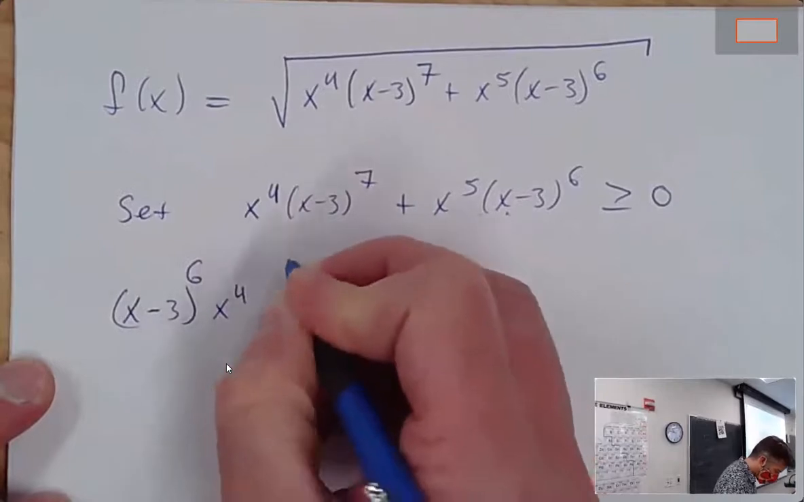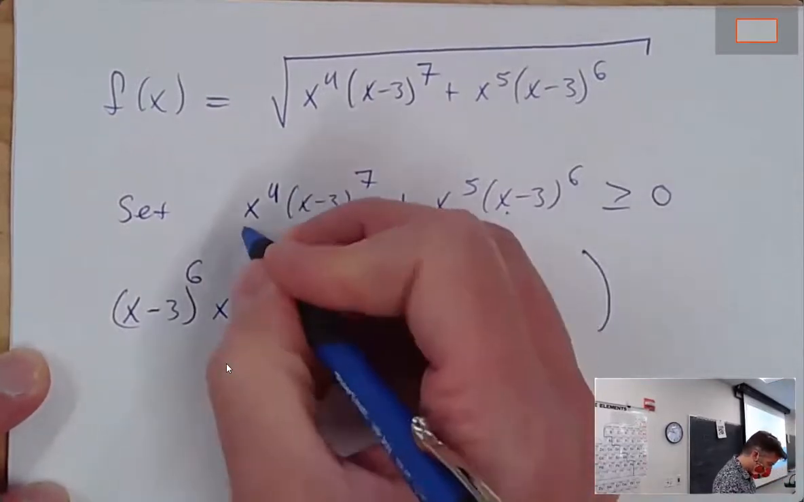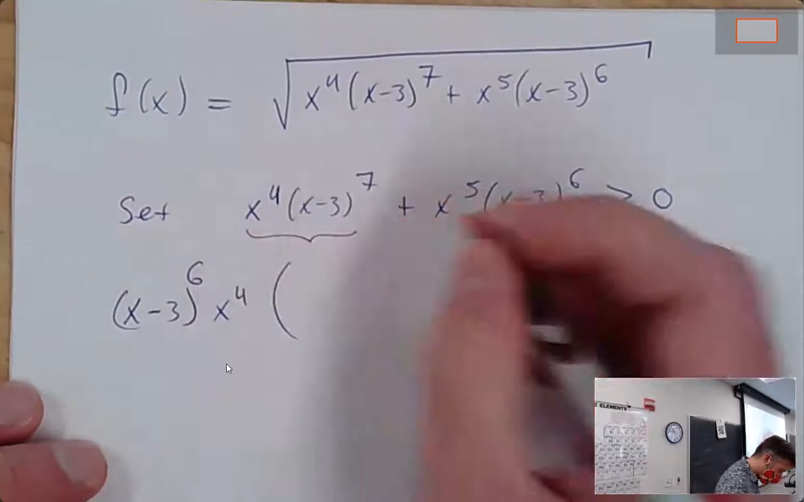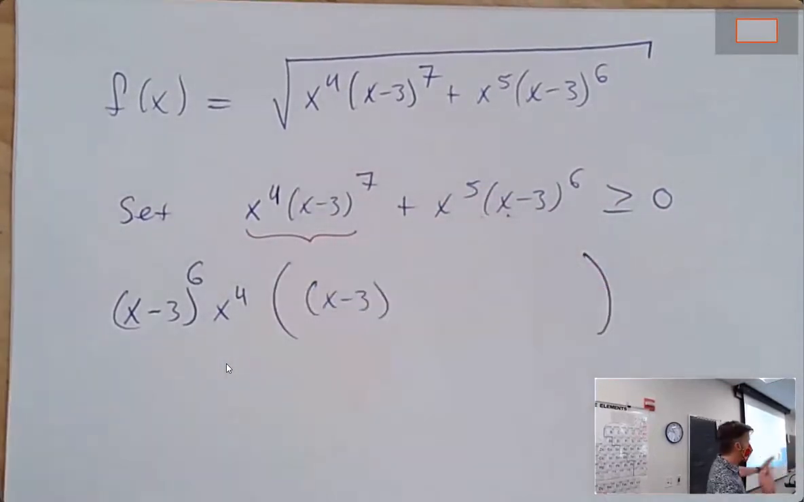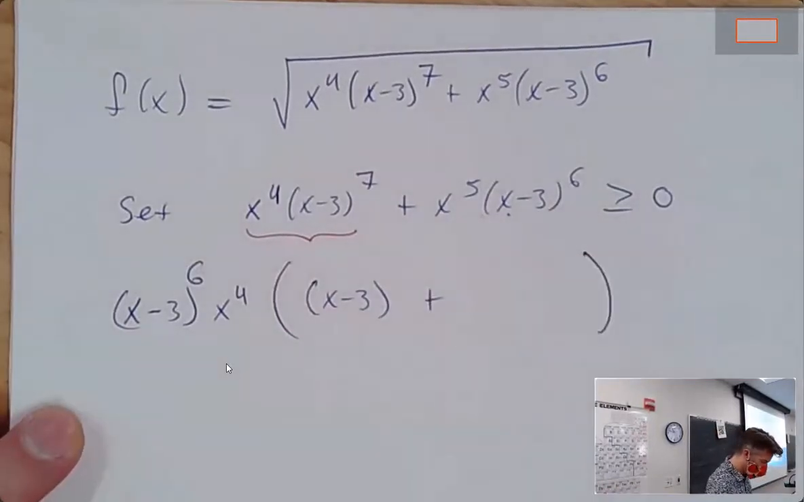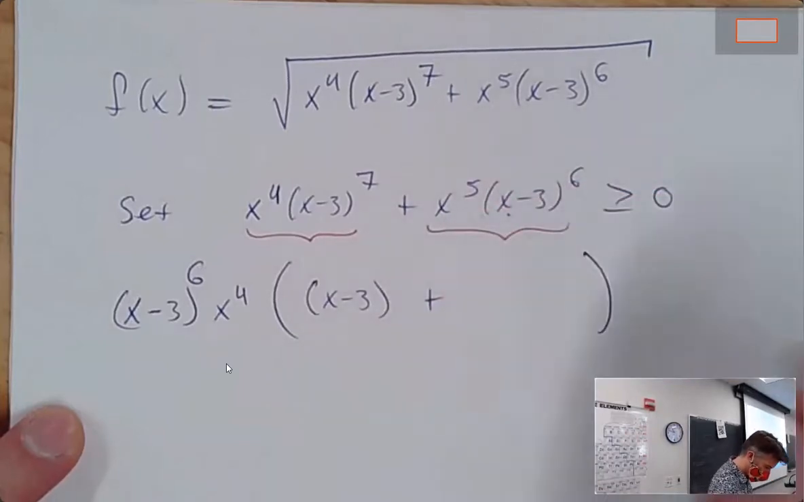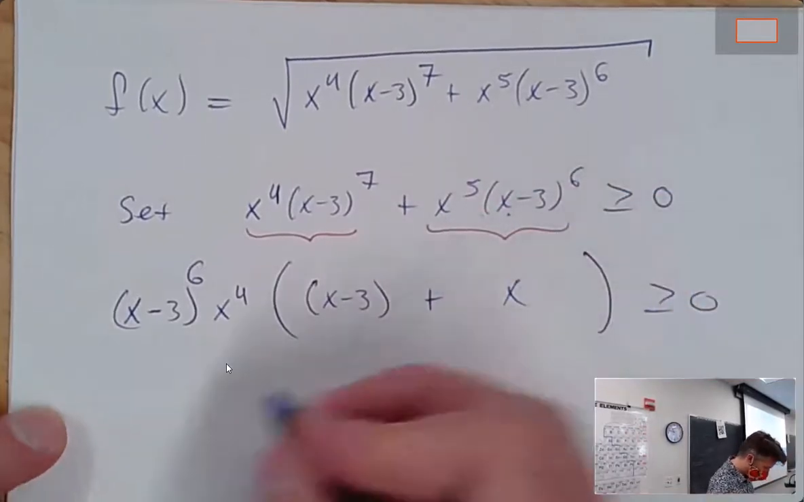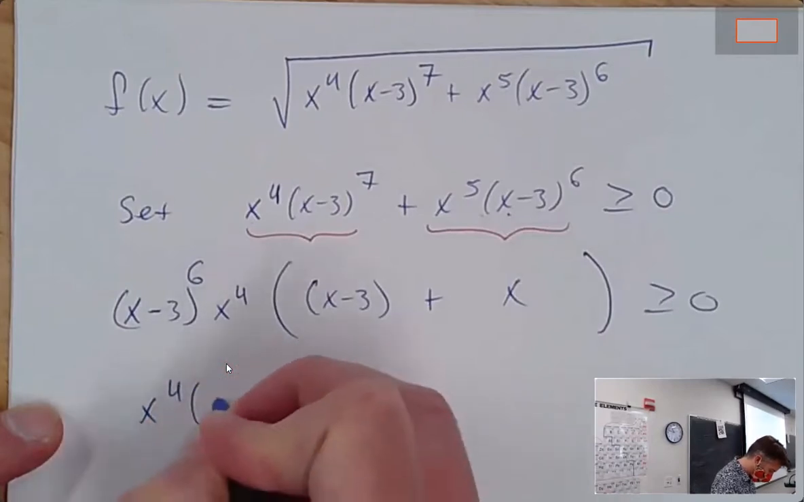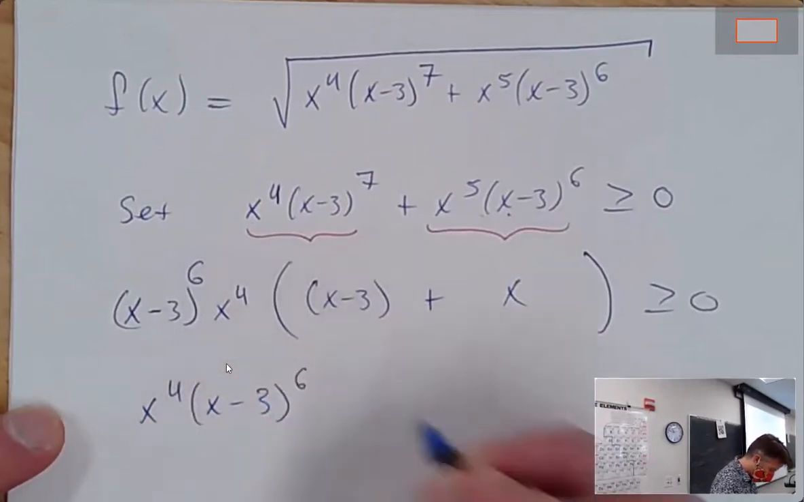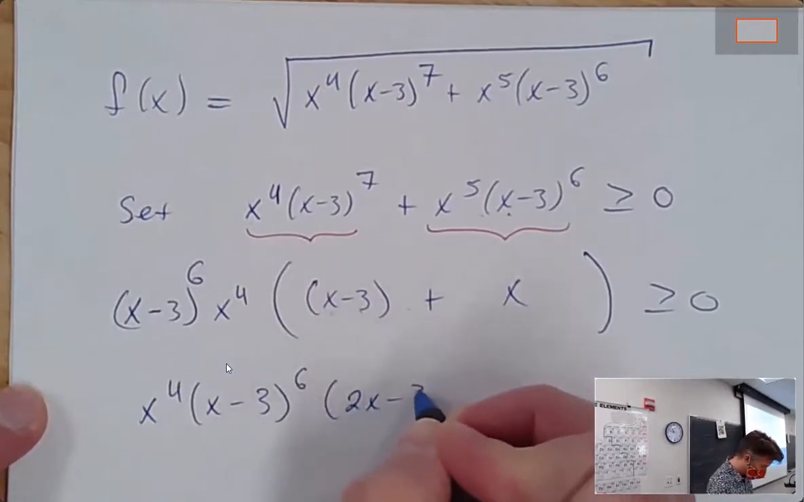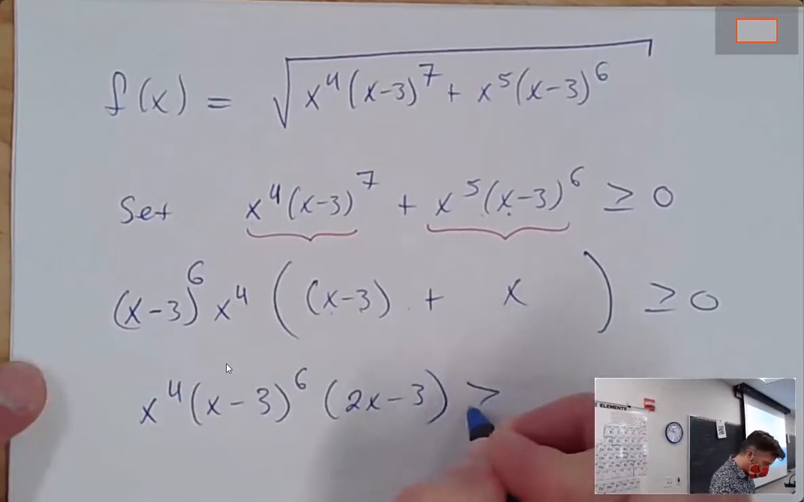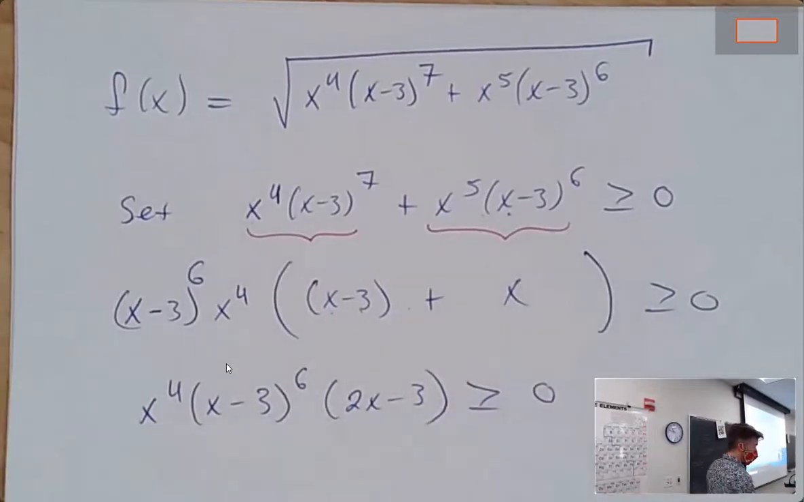So then when I do that, from this first piece, what's left? An x minus 3. And none of the x to the 4th, right? Because I factored out all the x's. From this second piece, what's left over? An x. And now I'm pretty stoked because I have an x to the 4th. And I'm writing this in the opposite order. x to the 4th times (x minus 3) to the 6 times an (x minus 3 plus x), which is a (2x minus 3).